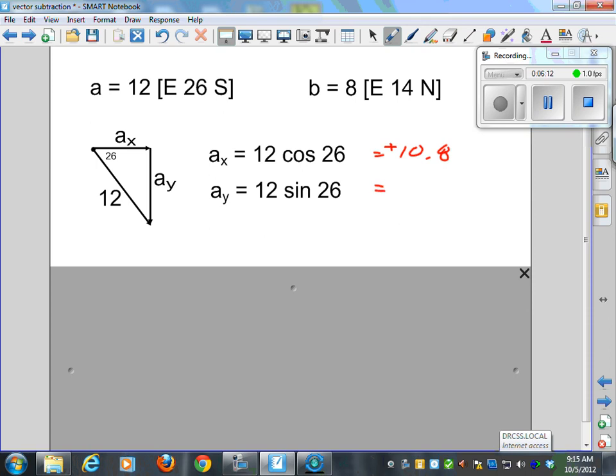12 sine 26. 12 sine 26 is 5.3. And Braden, is that one up or down? AY. It's going down, so that makes it a negative, okay? And that's really, really important to get that right, okay? Really important. Now all I do is subtract.